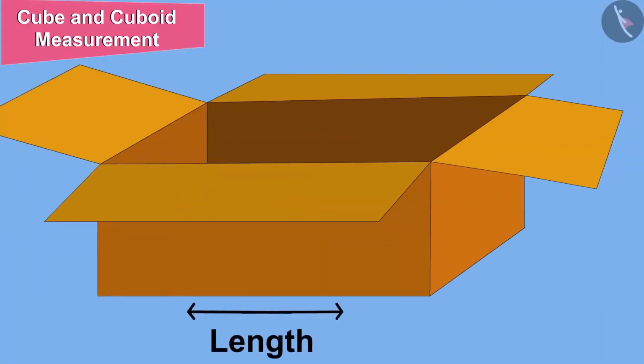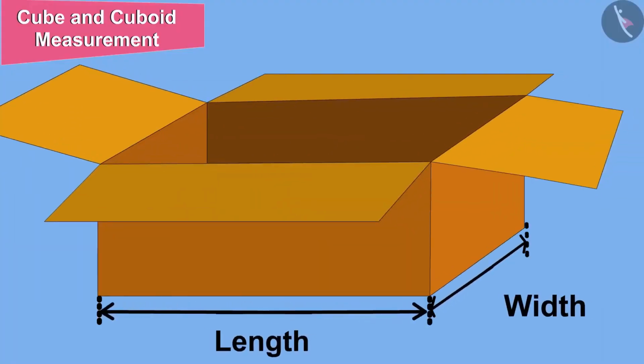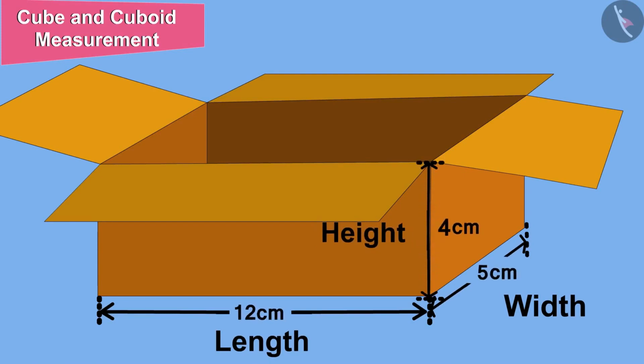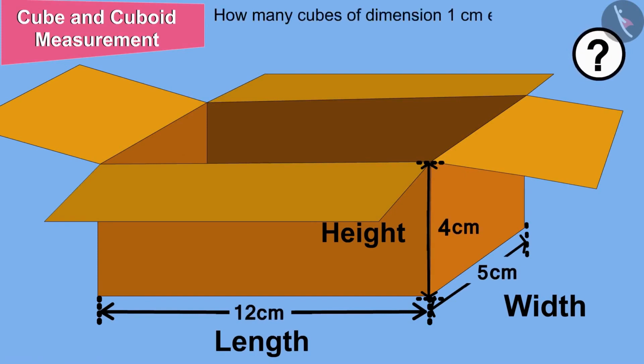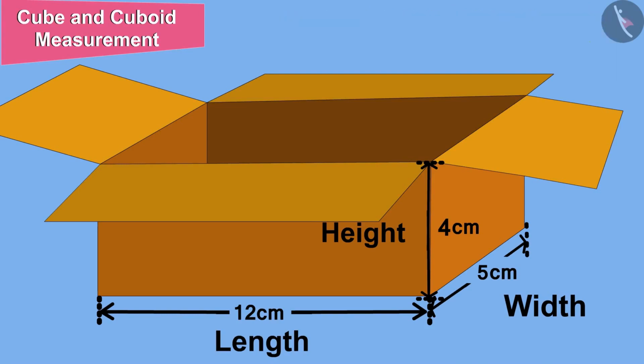Children, if the length, width and height of cuboid-shaped box purchased by Gaggu are as shown, can you tell how many cubes of dimension 1 centimeter each will be there in the volume of each cuboid-shaped box? If you want, you can stop the video and find the answer.